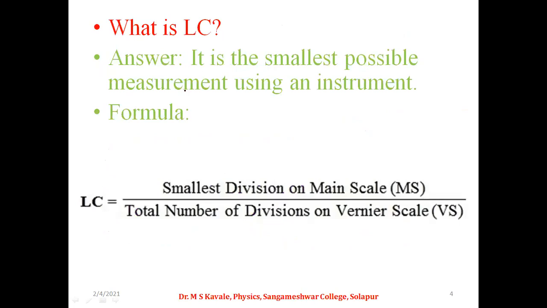Okay. So next point, what is LC? That is least count. It is the smallest possible measurement using an instrument. And the formula for LC is equal to smallest division on main scale divided by total number of divisions on vernier scale.